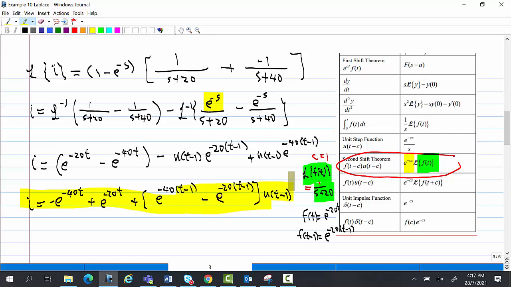Okay, the working of using the second shift, the detail of using the second shift, is actually here.